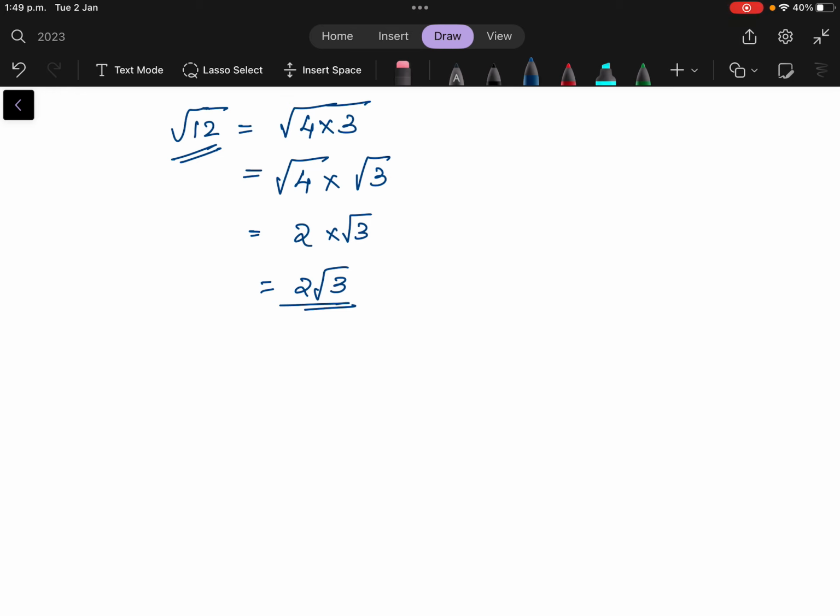And then suppose you have to multiply two surds, like (√2 + √3) times (√2 − √3).